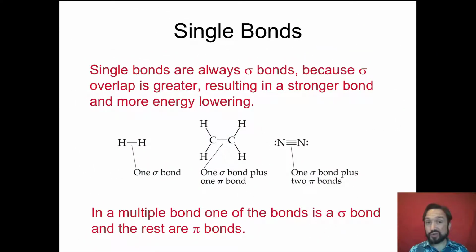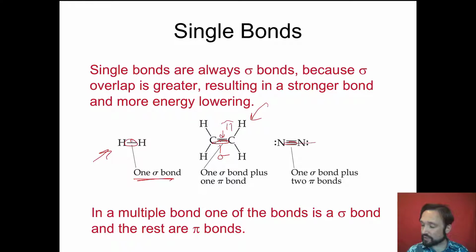So as an example of that, let's take a look at these three molecules. Here I've got molecular hydrogen. It's got one bond between the two hydrogens, so that's going to be one sigma bond. Now I've got ethylene sitting right here, C2H4. It's going to have one sigma bond, and it's going to have one pi bond.